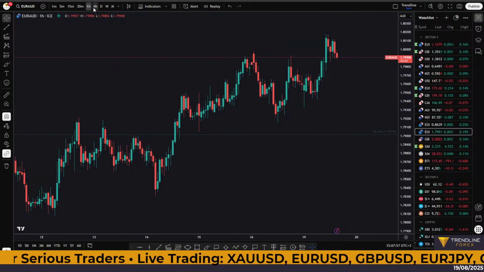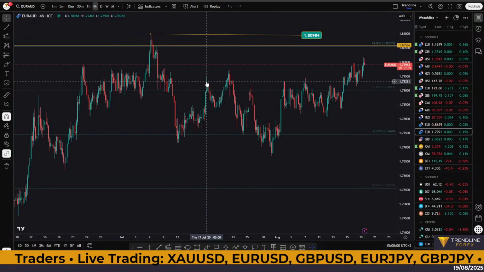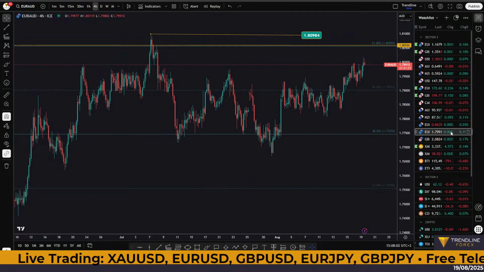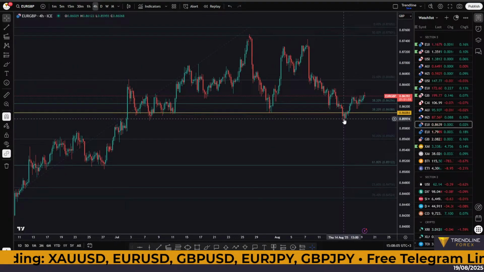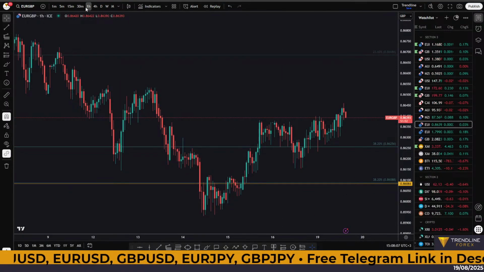But to be honest, we've got to leave it as it is. I'm not currently looking for any trades on Euro Pound or Euro Aussie.